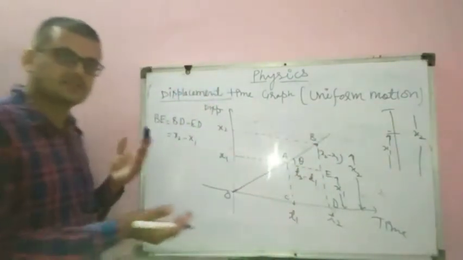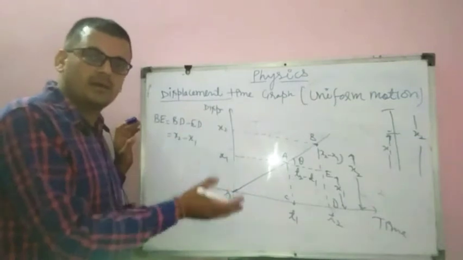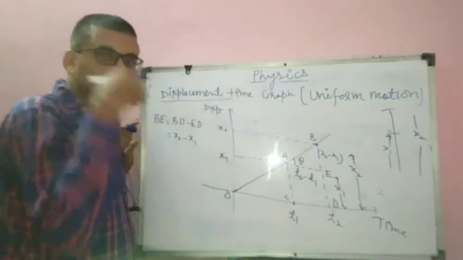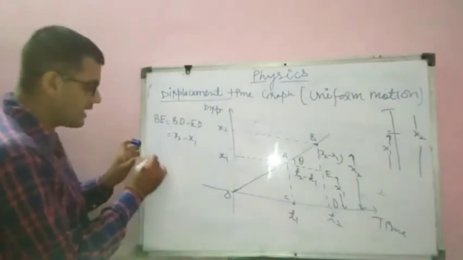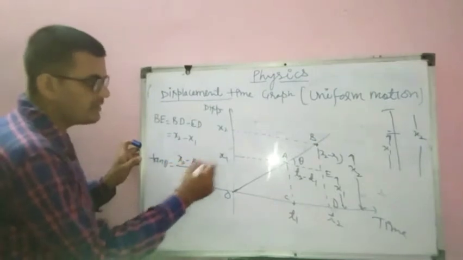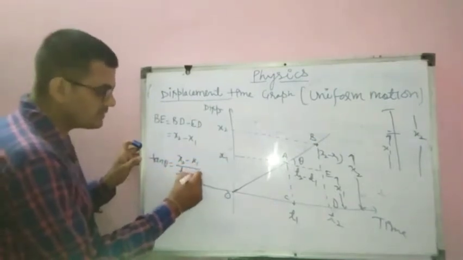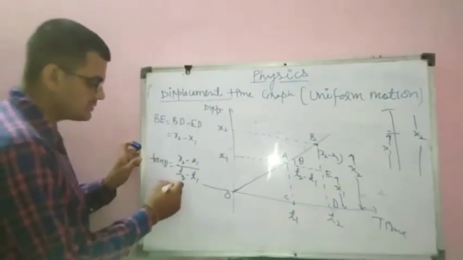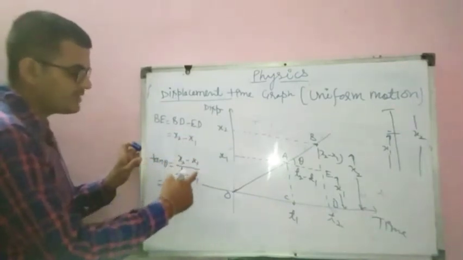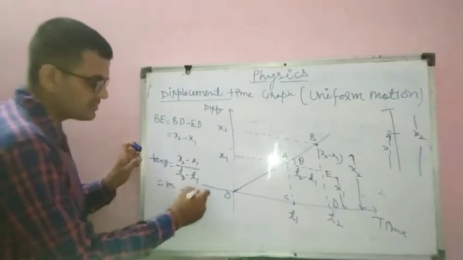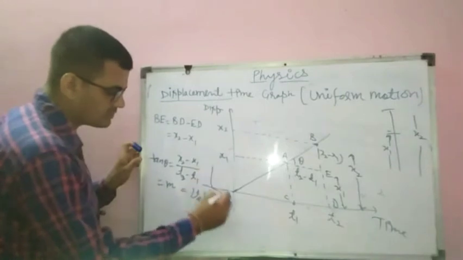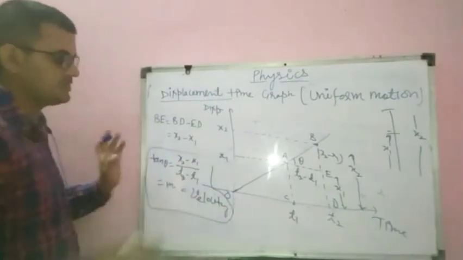We have already discussed this graph in the previous video when we discussed the distance time graph. You can see that video also. So tan theta equals perpendicular x2 minus x1 upon base t2 minus t1. So it is the slope. So m equals tan theta equals x2 minus x1 upon t2 minus t1. This is the velocity.